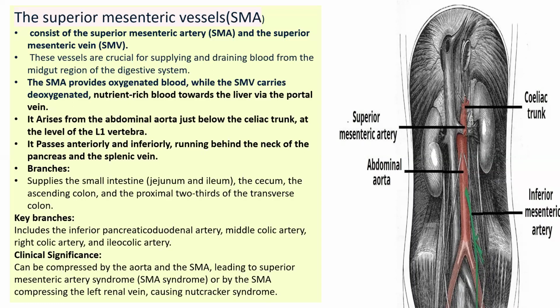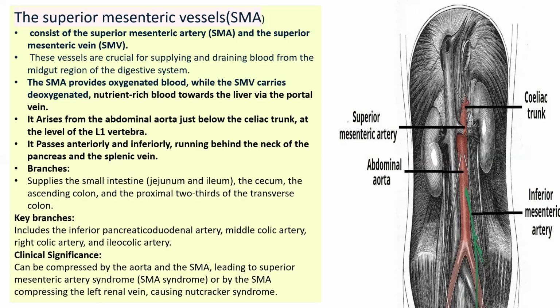arises from the abdominal aorta just below the celiac trunk, at the level of L1 vertebrae. It passes anteriorly and inferiorly, running behind the neck of the pancreas and splenic vein. So that is where the superior mesenteric vessel arises.